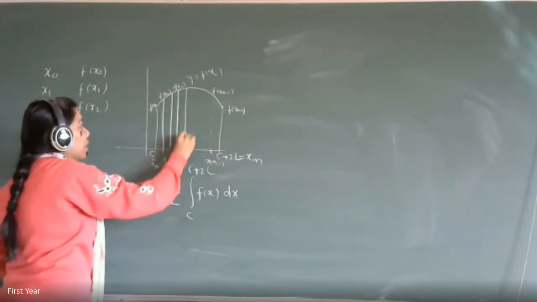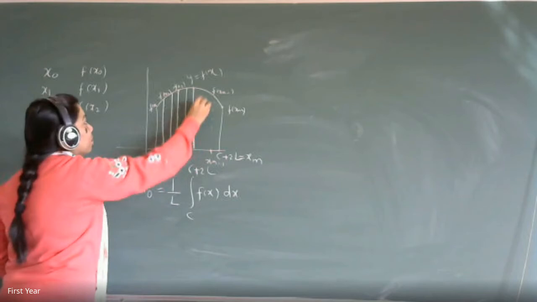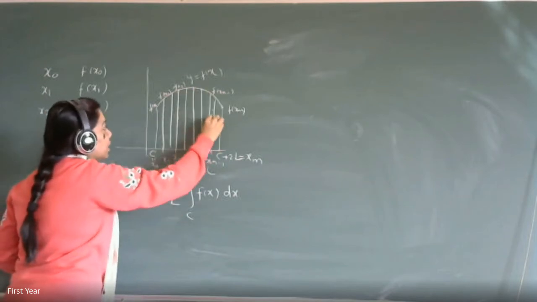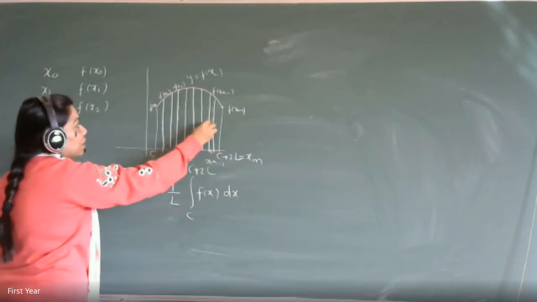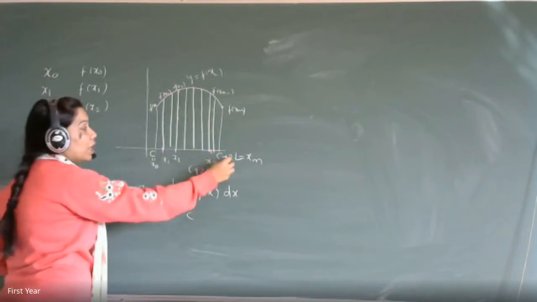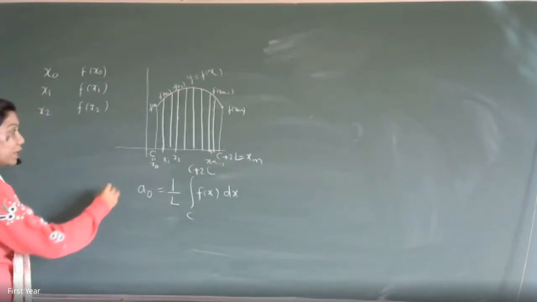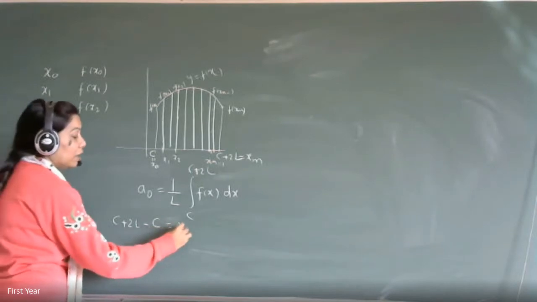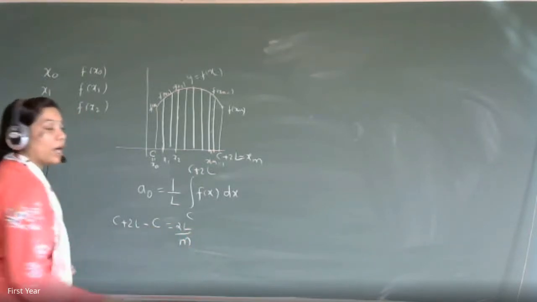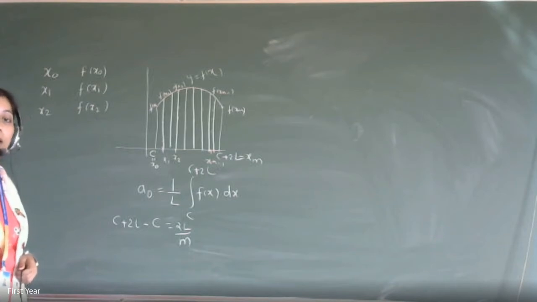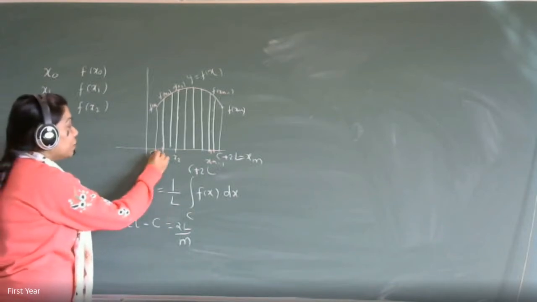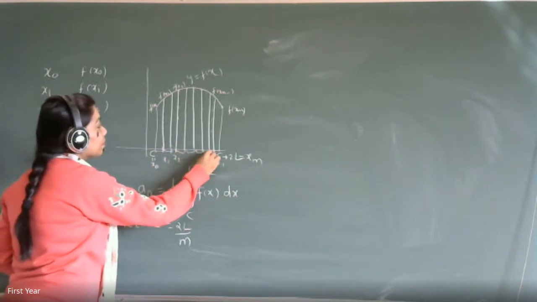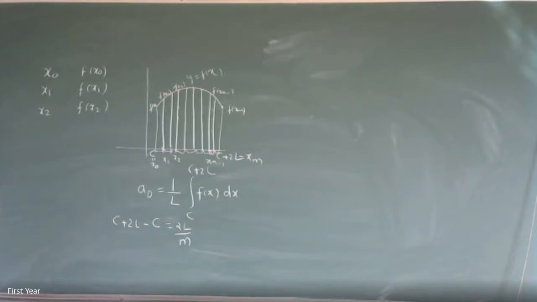Those points we have to take as equally distributed. It means each interval which is there has the same length. The total length will be divided into m equal parts. What's the total length? C plus 2l minus c, that is 2l, divided into m equal parts. So what will be the width of each part?